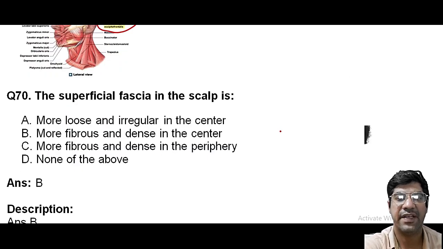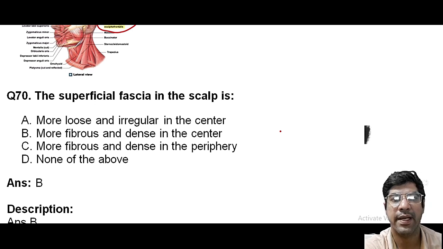The superficial fascia in the scalp is more fibrous and dense in the center than the periphery. This center is known as the galea aponeurotica. It serves to bind the skin to the underlying structures, including the cranial aponeurosis.